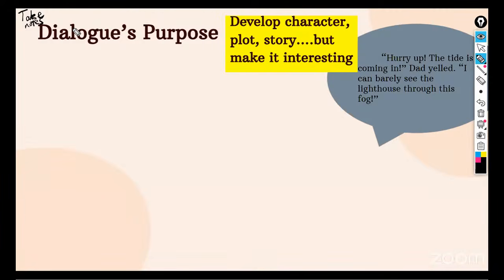What is the purpose of that piece of dialogue? So we're on the dialogue. That is a new setting. It's what the character says. I'm taking down that the purpose is to develop story, but in an interesting way. What is the purpose of these lines that the dad says? What is it developing for the story? What is it telling you that you didn't know before?